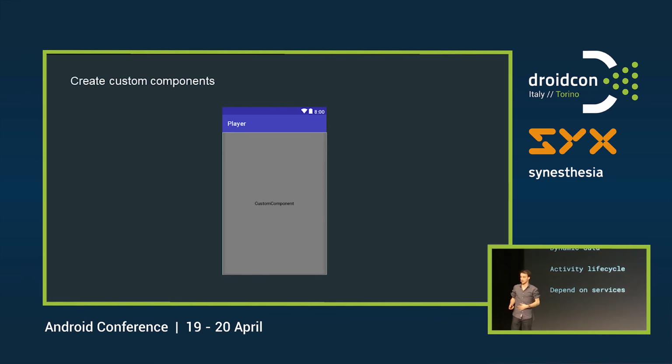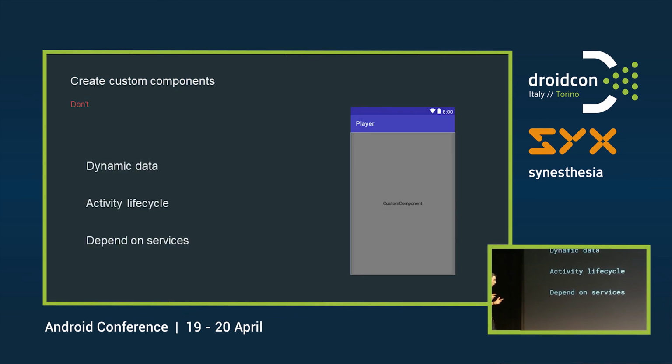So that's kind of what I say. Don't use dynamic data directly or provide defaults. Don't rely on the activity lifecycle, and don't depend on any services. Instead, what you should do.